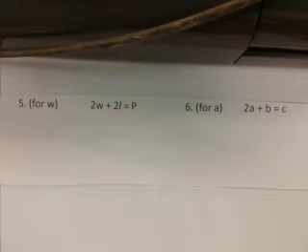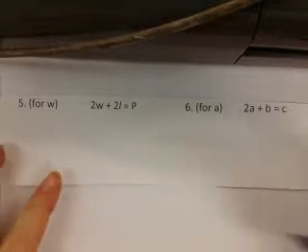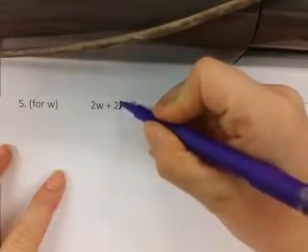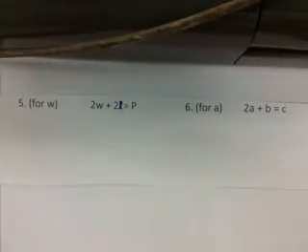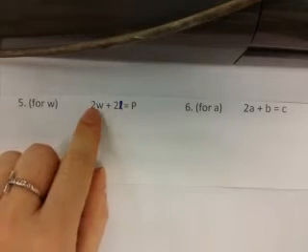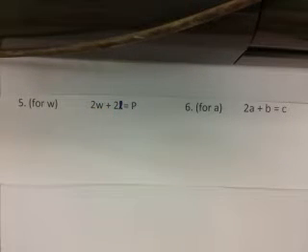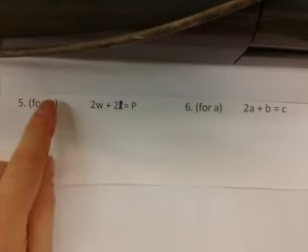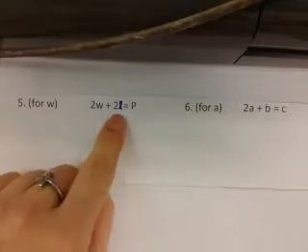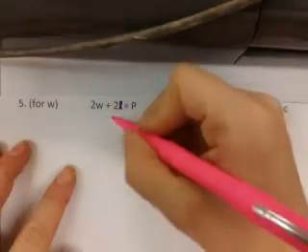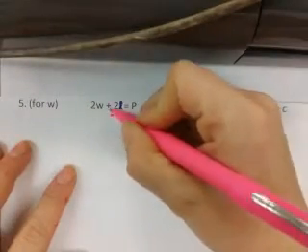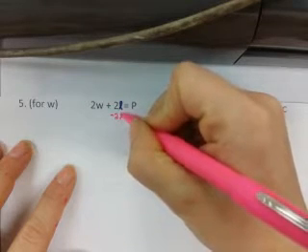Okay, problem number 5 asks us to solve for w. We have 2w plus 2l equals p. So this is the equation for the perimeter of a rectangle. 2 widths plus 2 lengths equals the perimeter of the rectangle. So the first thing that we're going to need to do is get rid of the addition and subtraction. We want to get w by itself, so we need to get rid of this 2l. So it's a positive 2l, so I'm going to subtract 2l.